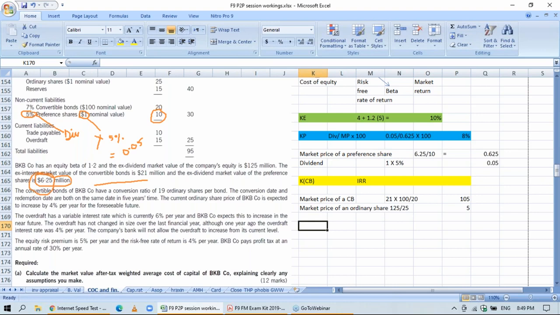If cash is more, then he'll go for cash, and if the market price of shares is more, then he'll go for the market price. According to the question, after buying the convertible bond at $105, the market price of a share, which is $5, will keep on increasing by 4% every year. So you can see over here. Let me mark.